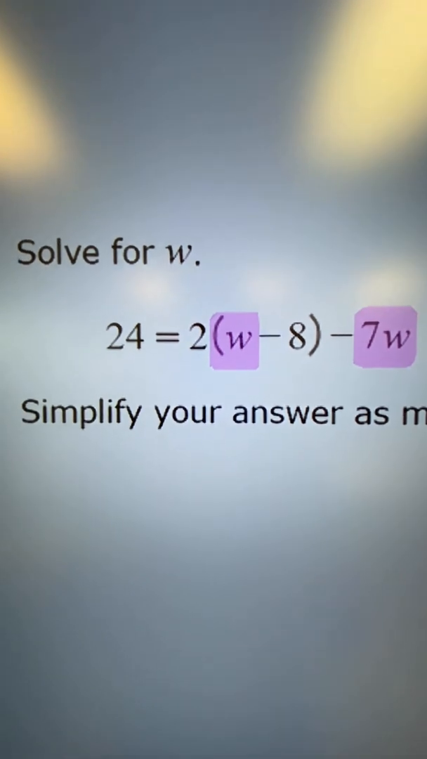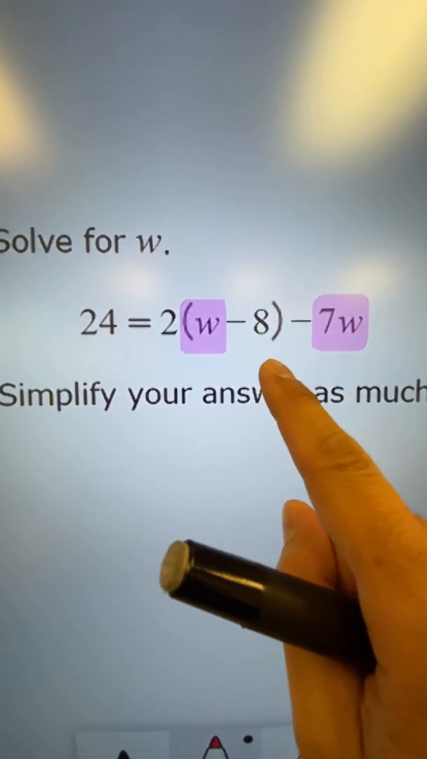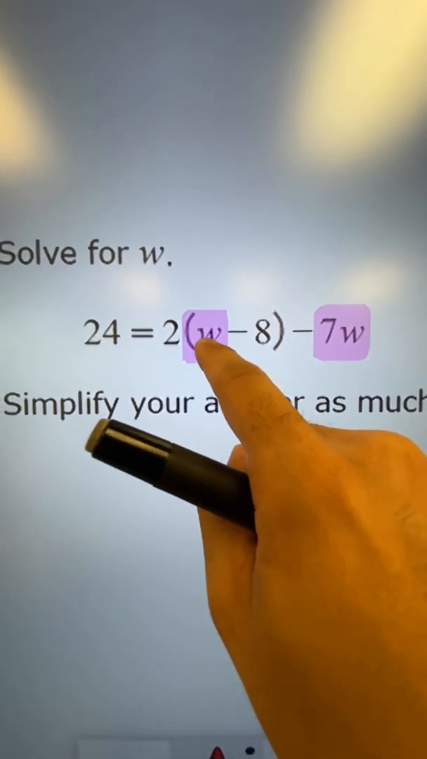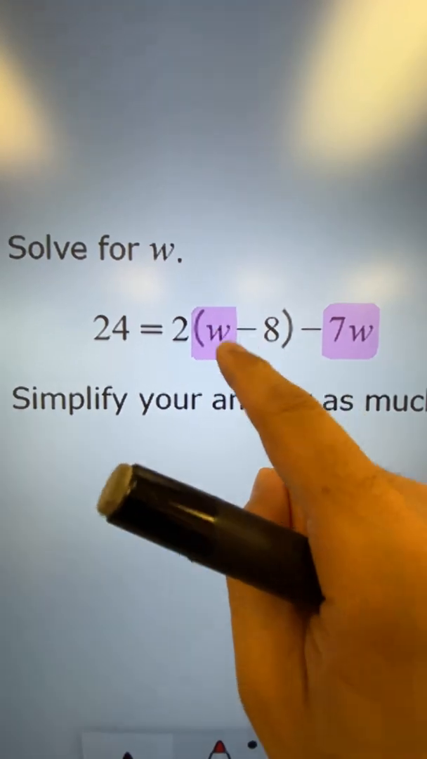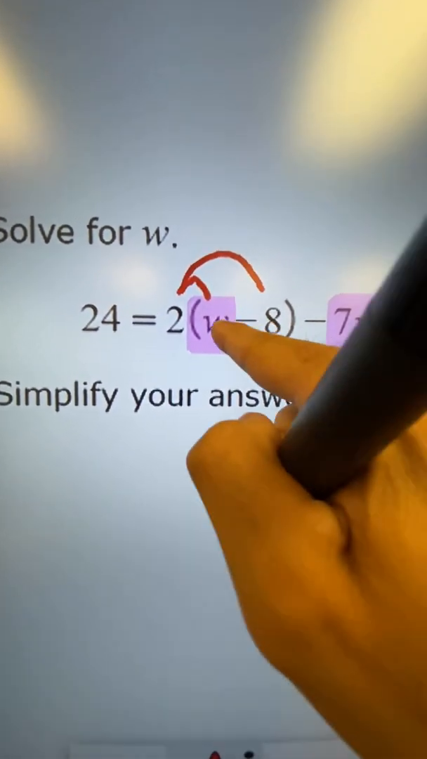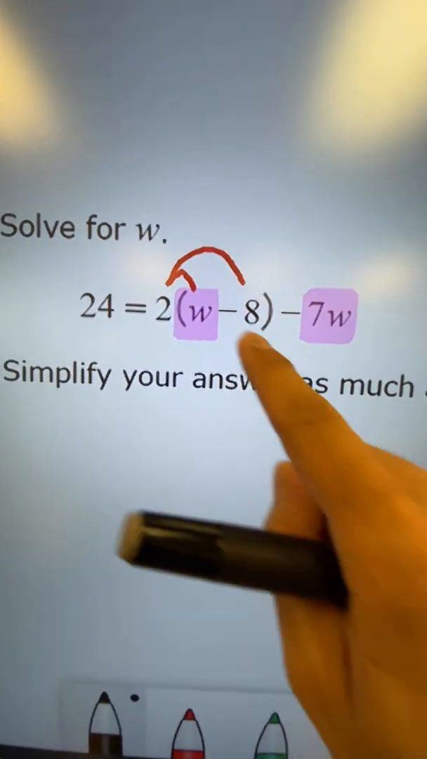So the first thing I notice is that we have a set of parentheses here. And again, the goal in an equation when you're trying to solve it is to isolate the variable to one side. So before I can even access this w, I've got to use the distributive property first, which means I've got to distribute the 2. So each term inside here is going to be multiplied by the value 2. So that's the first thing I recommend: use the distributive property.